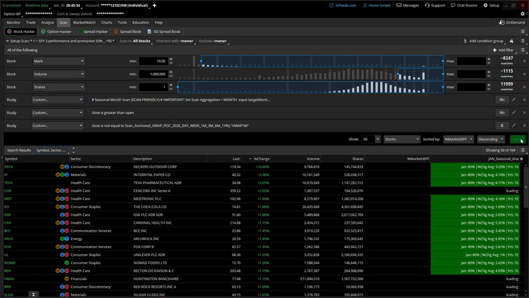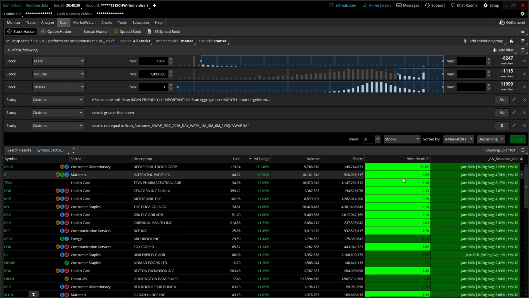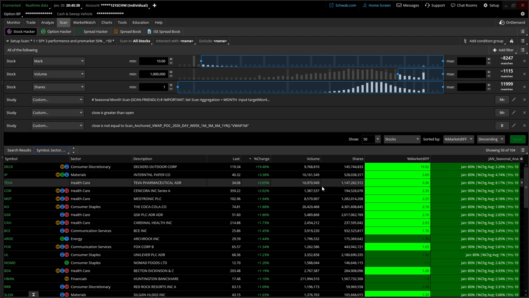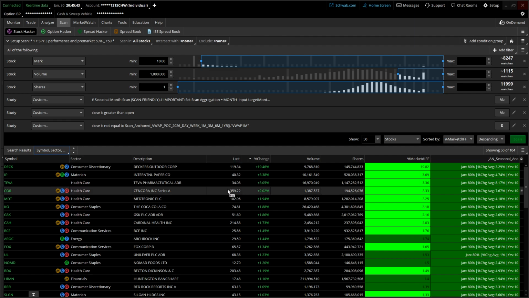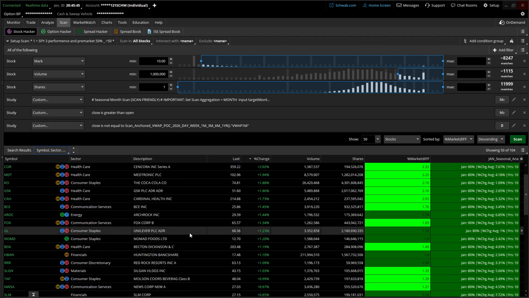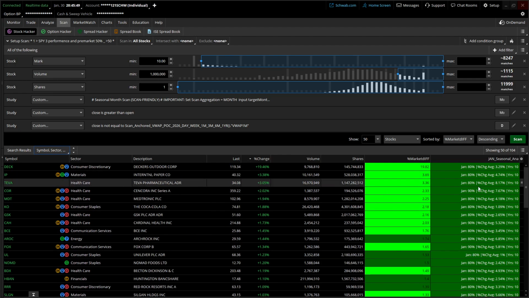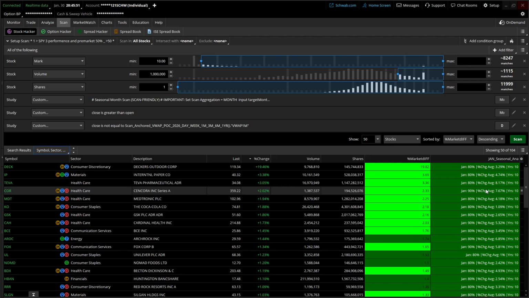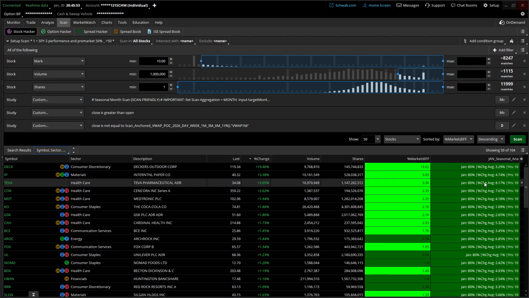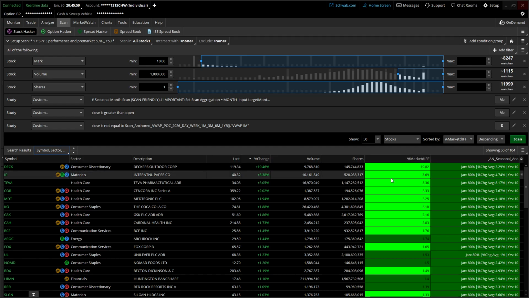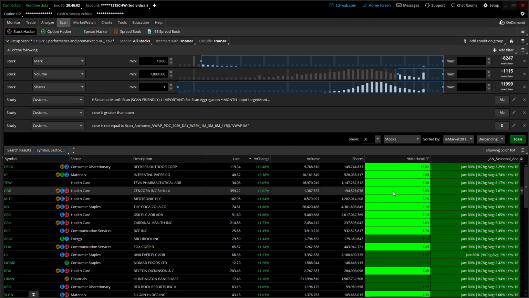And now I'm going to scan. And this is basically what it gave me. I'm looking for bullish things for the year. So it gave me DECK. All these are going to be above their monthly VWAPs, and they're going to be bullish for the seasonality for the month of January. It's also sorting according to the market difference between it.